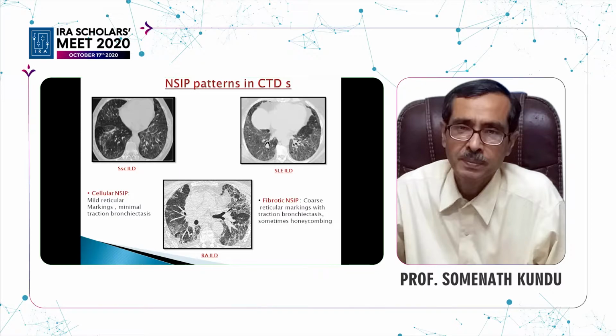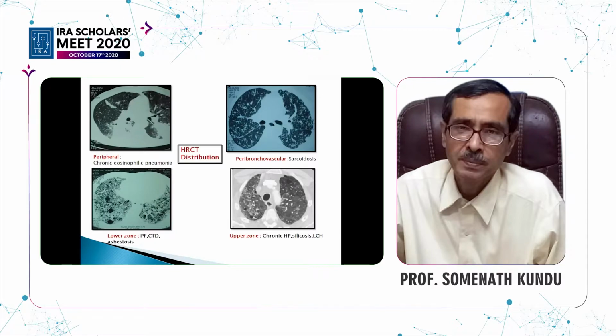Now the distribution of opacities in an HRCT. The limitation is that I cannot show the entire CT plates, the 12 or the 24 cuts. So these are representations. The first one shows a peripheral distribution, classically seen in chronic eosinophilic pneumonia. Peribronchovascular distribution, classically seen in sarcoidosis. Upper zone predominant ILD in chronic hypersensitivity pneumonitis, silicosis, and eosinophilic granuloma or Langerhans cell histiocytosis, and lower zone predominant ILD in IPF.